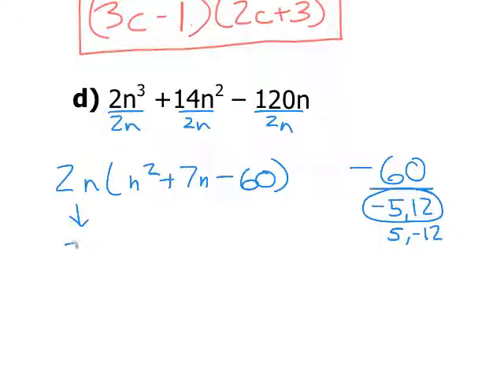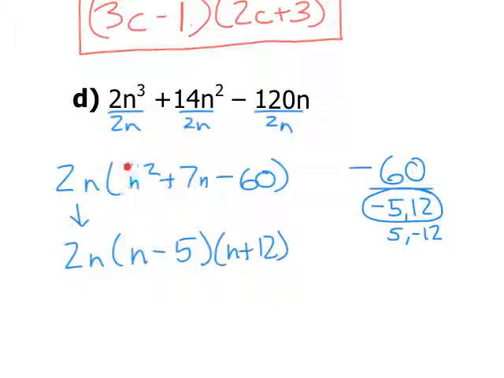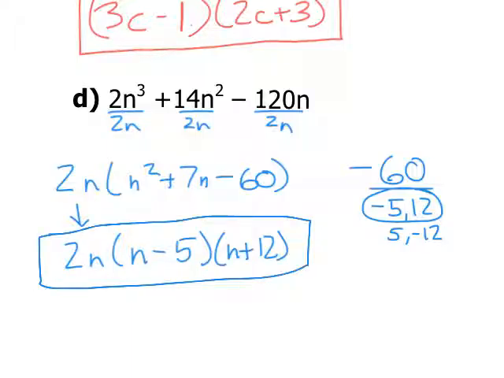So again, the 2n is going to hang out front. And then I have n minus 5 and n plus 12. So since there is nothing in front of n squared, I'm done. Okay? So all I did was make your process a little bit longer for those problems where you can't get rid of the number in front of n squared. There's just one added step at the beginning to do AC, one added step at the end to divide it back out. Okay, any questions? Cool.